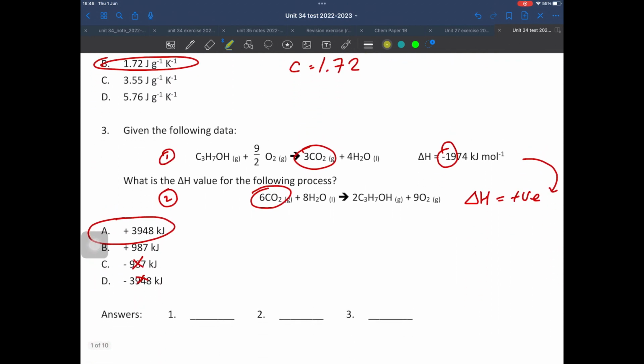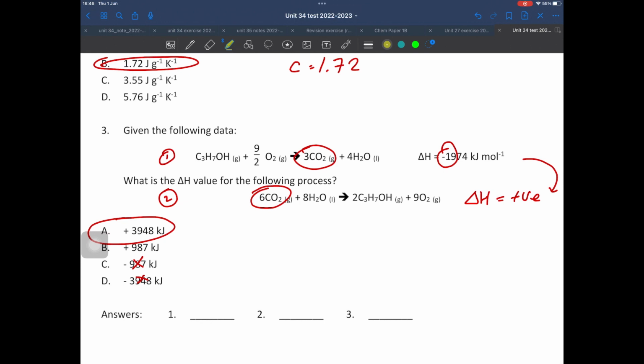Next one. First, we name the two equations as 1 and 2. And you can see equation 2 is actually the backward or the reverse version of equation 1. Since in equation 1 we got a negative value in ΔH, for equation 2 the value for enthalpy change must be positive, right?